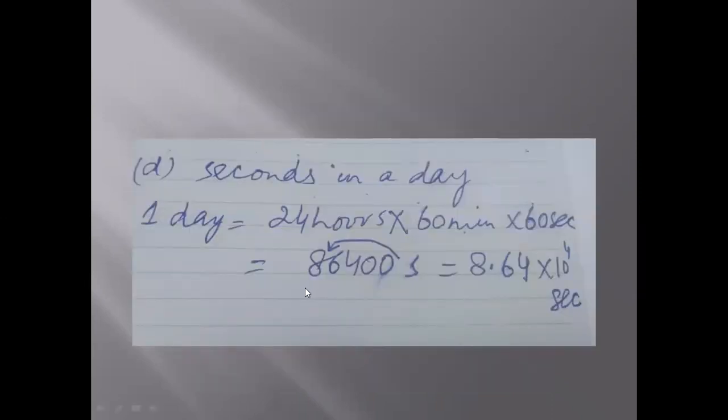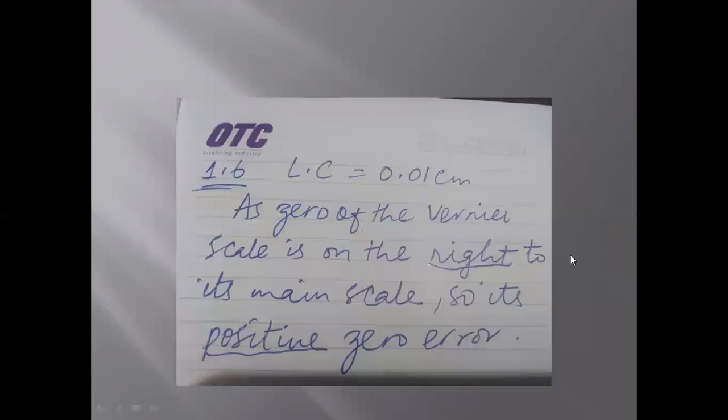The question is seconds in a day, and you are to write it in standard form, which is also known as scientific notation. So 1 day is equal to 24 hours into 60 minutes, and 1 minute is having 60 seconds. You will get 86,400 seconds. Now, to write it in standard form, the point will take 4 jumps, 1, 2, 3, and 4. And the answer is 8.64 into 10 raised to the power 4 seconds.